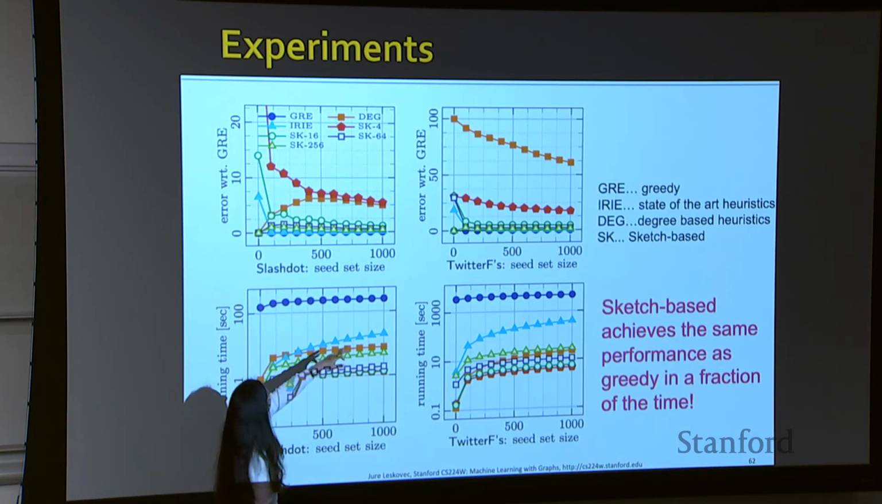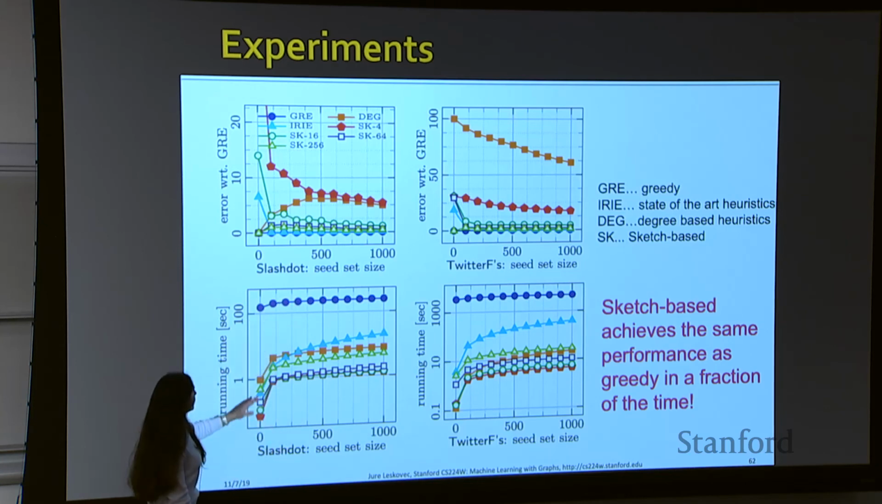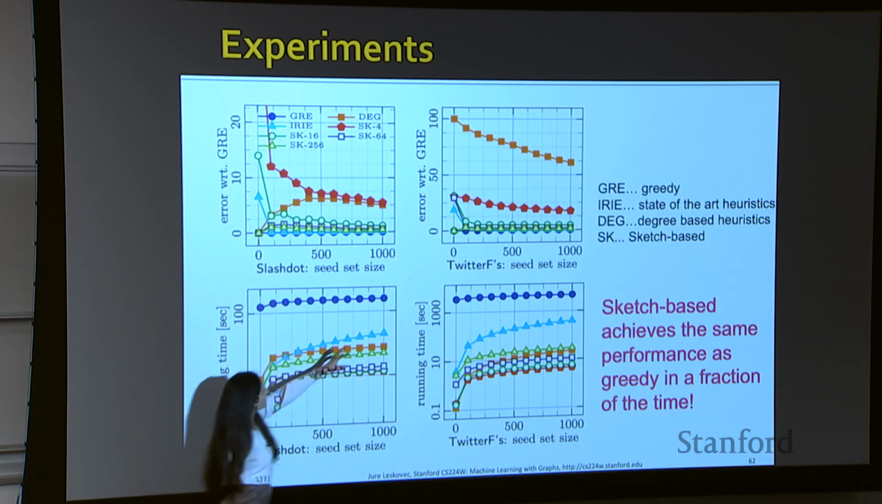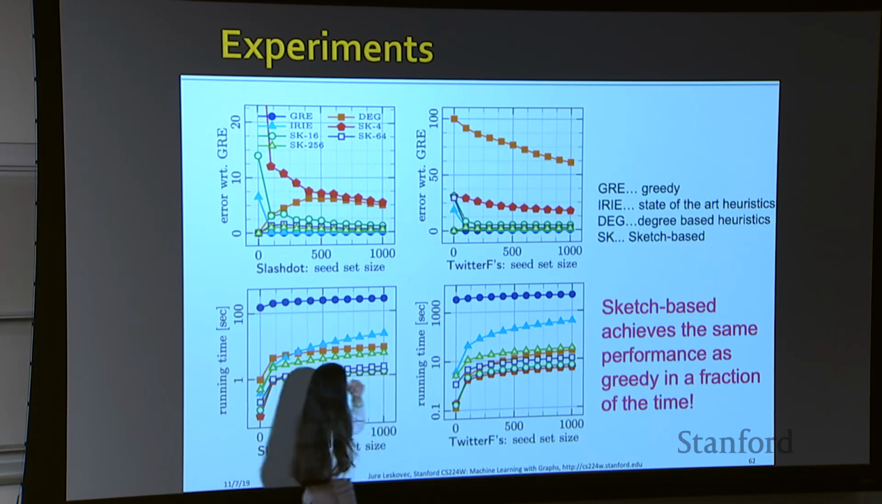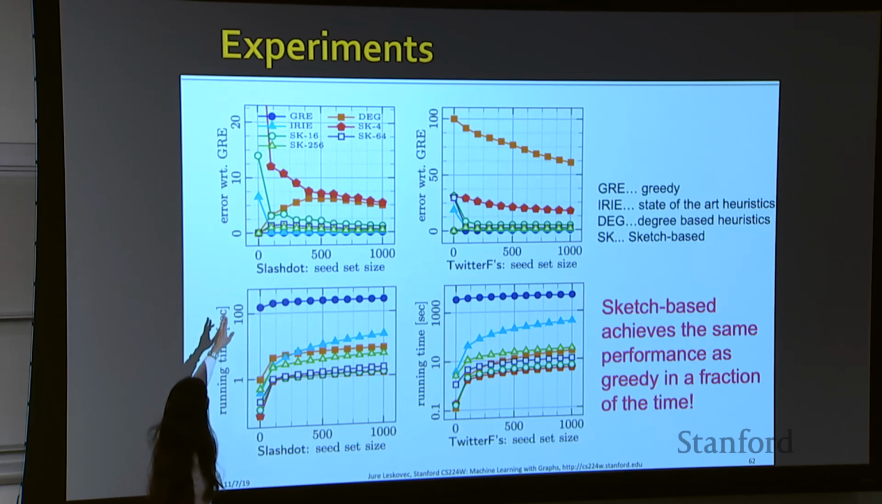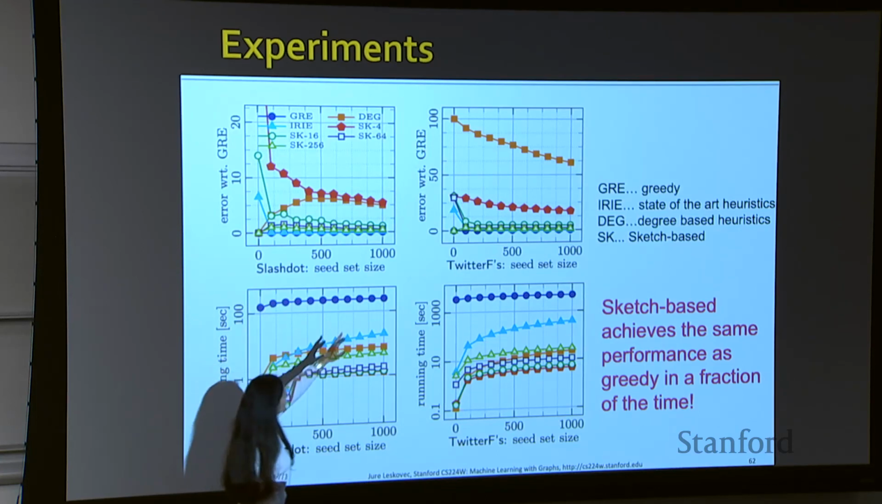And so greedy you can see in blue. The error of greedy is 0 because that's the best we can do. But the running time of greedy is high, so this is slow. Similarly, in the other graph, the error is 0, the running time is large. IRIE is another heuristic that existed before this sketching was proposed, and you can see that in light blue. The error is small, but the running time is not very small. The same in the other graph: the error is small, the running time is not very small.